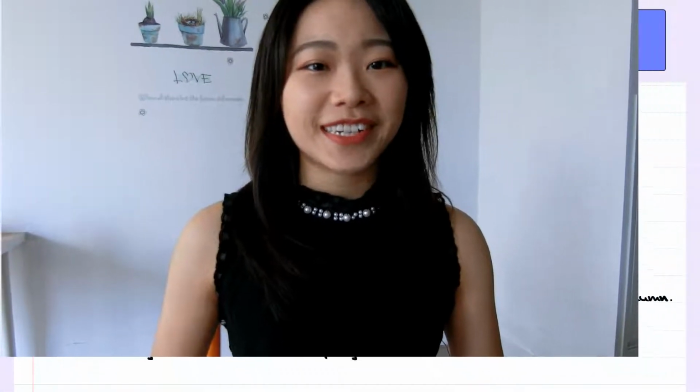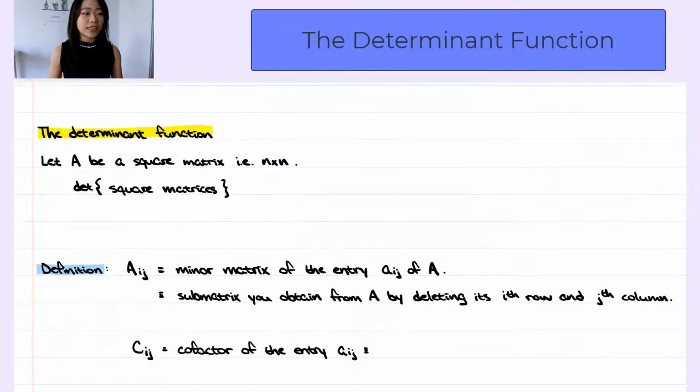My name is Gina. In this video, we are going to talk about the determinant function of a matrix. For square matrices, we can find its determinant. And determinant is a function. A function is we put in some input, and the function does some work, and it will give you an output. So the input here is the square matrix. And the output of the determinant function is a real number.